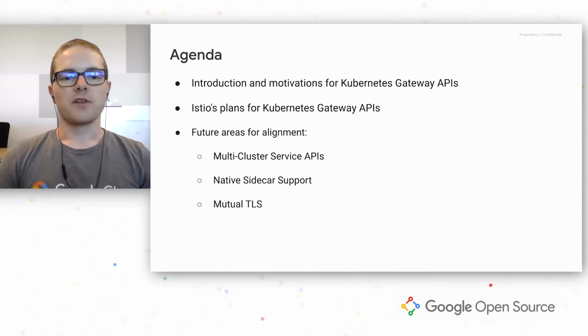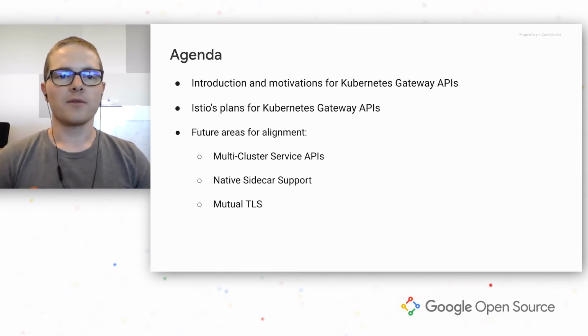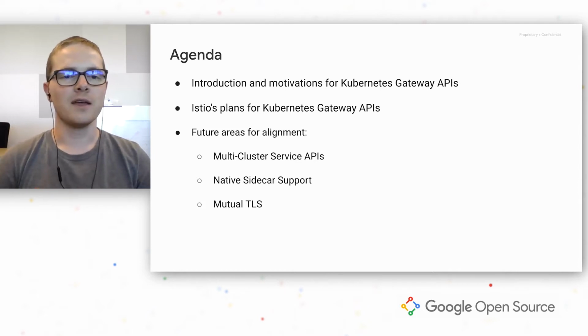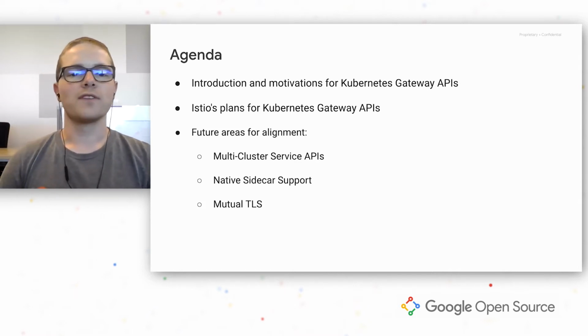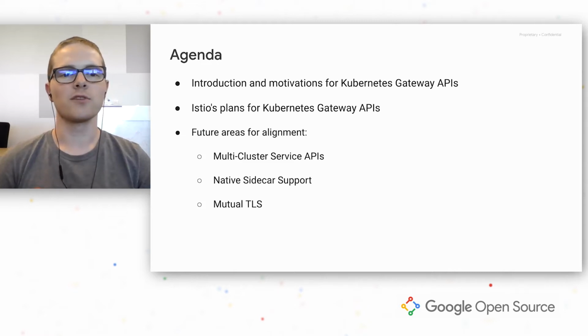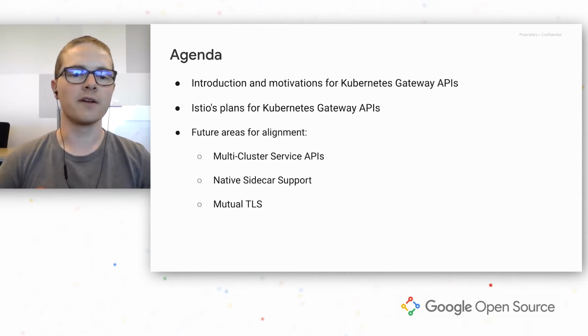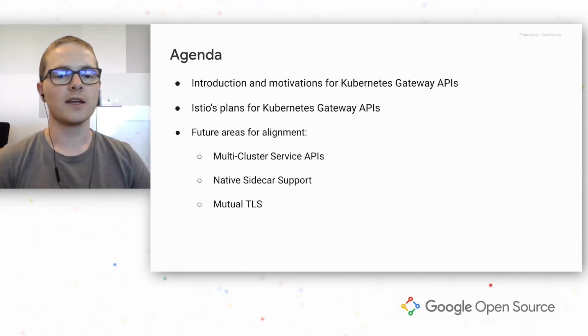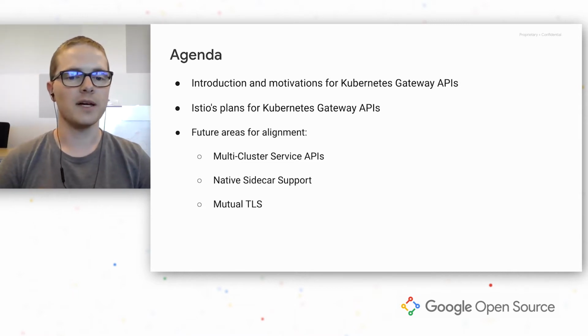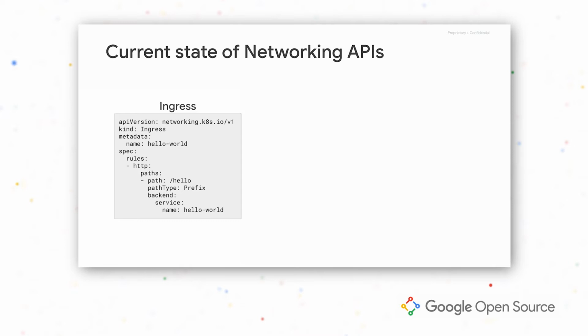One of the key things we're going to be talking about today is this new API coming from Kubernetes called the Gateway API, not to be confused with the Istio Gateway API. We're going to talk about what this API is, why we need it, what it's going to do for Istio, and what our plans are for the future. We'll do a deep dive into that, and then briefly discuss some other areas that we're working on aligning with Kubernetes, including multi-cluster, some more native sidecar support, and some more native mutual TLS support in Kubernetes as well.